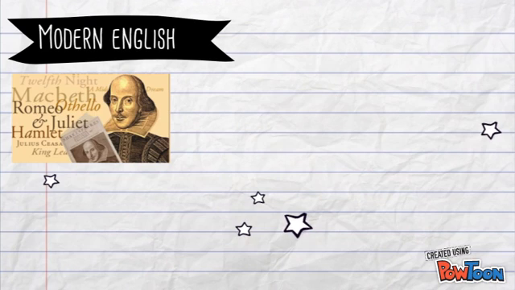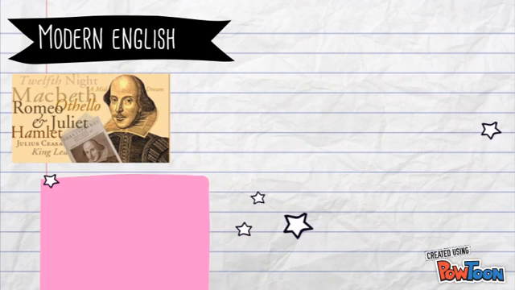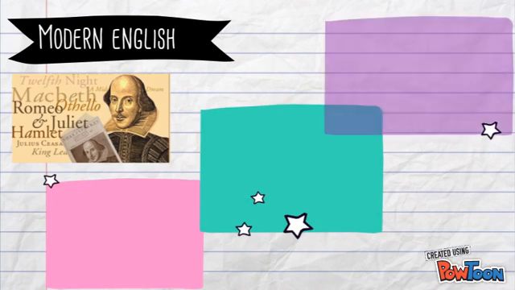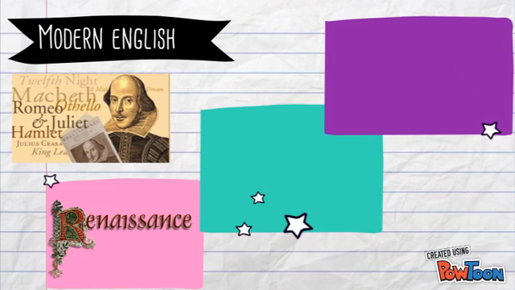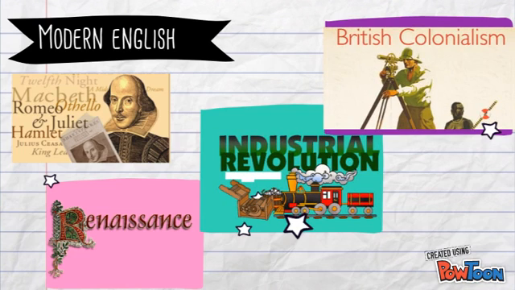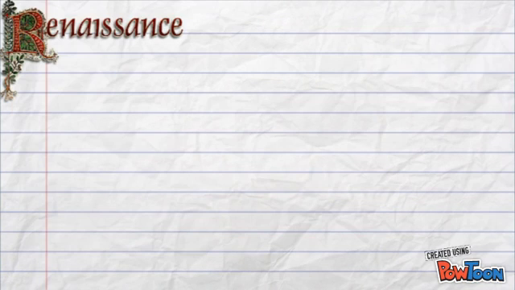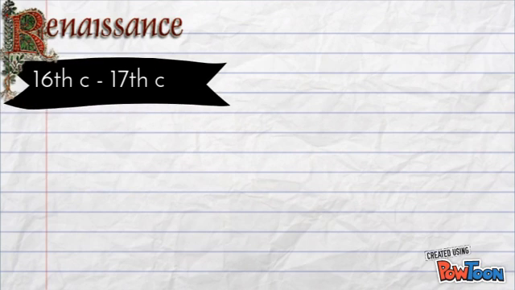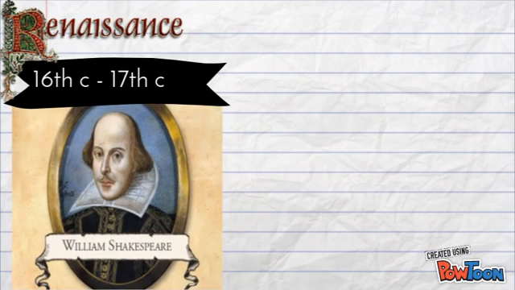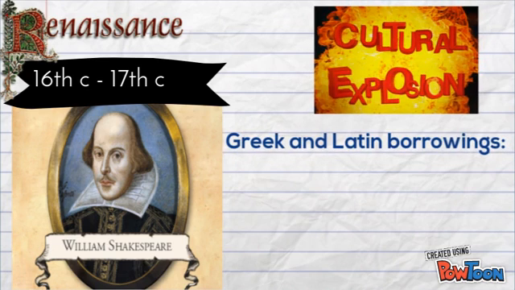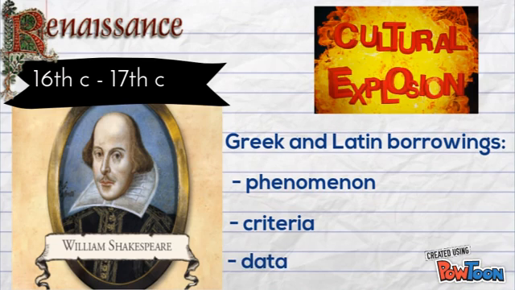In this period, we can also find three big developments that affected English: the Renaissance, the Industrial Revolution, and British colonialism. The English Renaissance goes from the 16th to the 17th centuries. It is also known as the Age of Shakespeare, the most famous author of the time. During this period, there was an explosion of culture. Many Greek and Latin words entered English, such as phenomenon, criteria, or data.